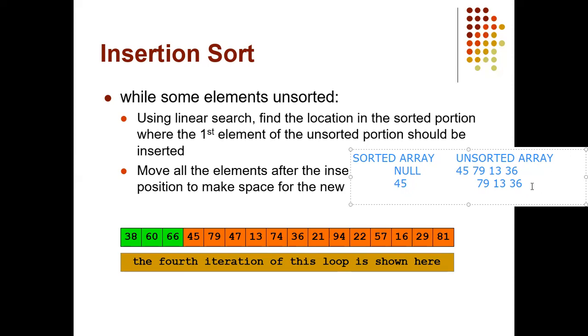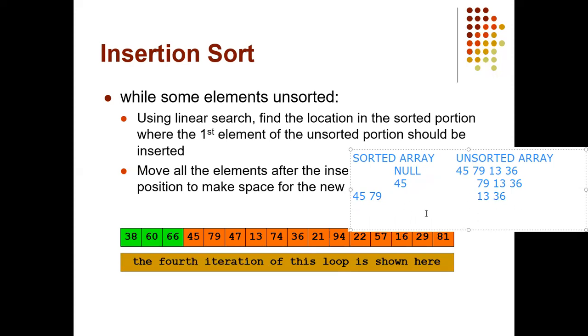At the next step, I'm going to pick the next element 79, and compare 45 and 79. 45 is the least, so 45 will be at the first and next will be 79. So the remaining elements are 13 and 36. Now I'm going to pick the next element.